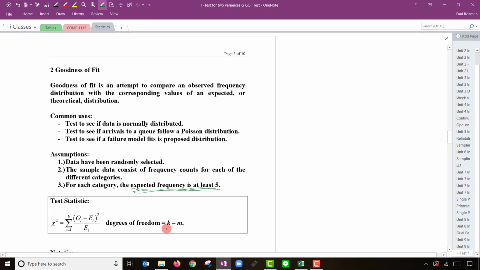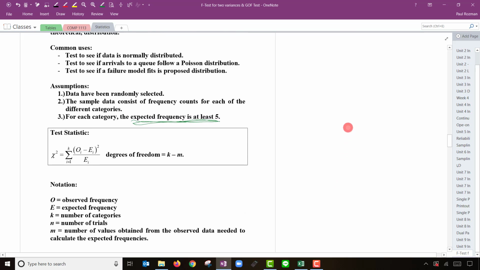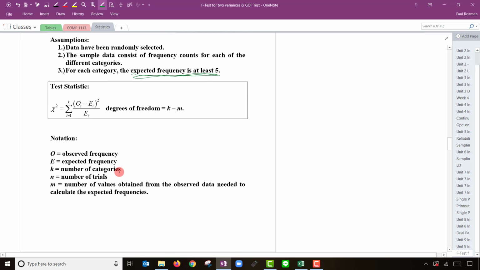This distribution relies on degrees of freedom. In this case, they're rather weird. It's k minus m, where k is the number of categories and m is the number of values obtained from the observed data needed to calculate the expected values. It sounds more complicated than it is, although it is a little bit complicated.